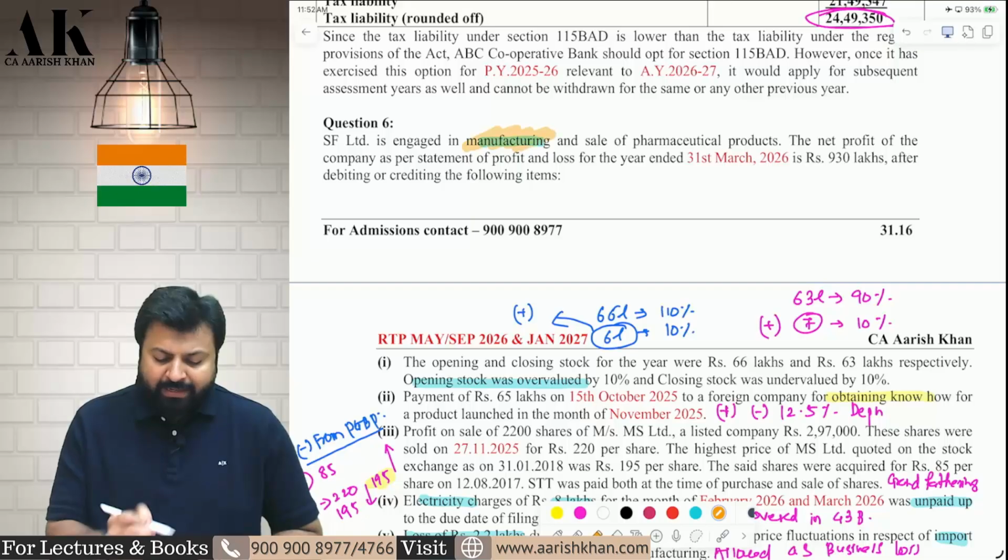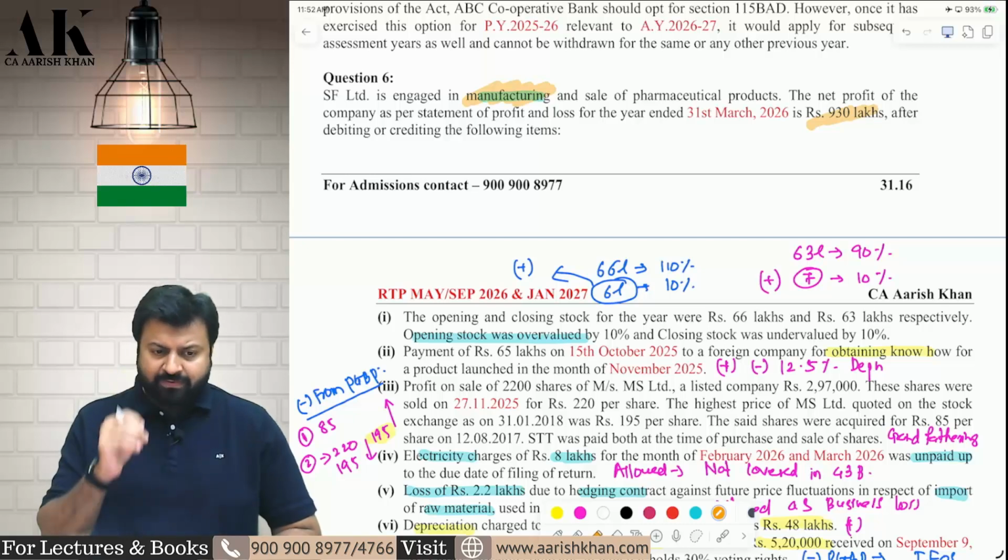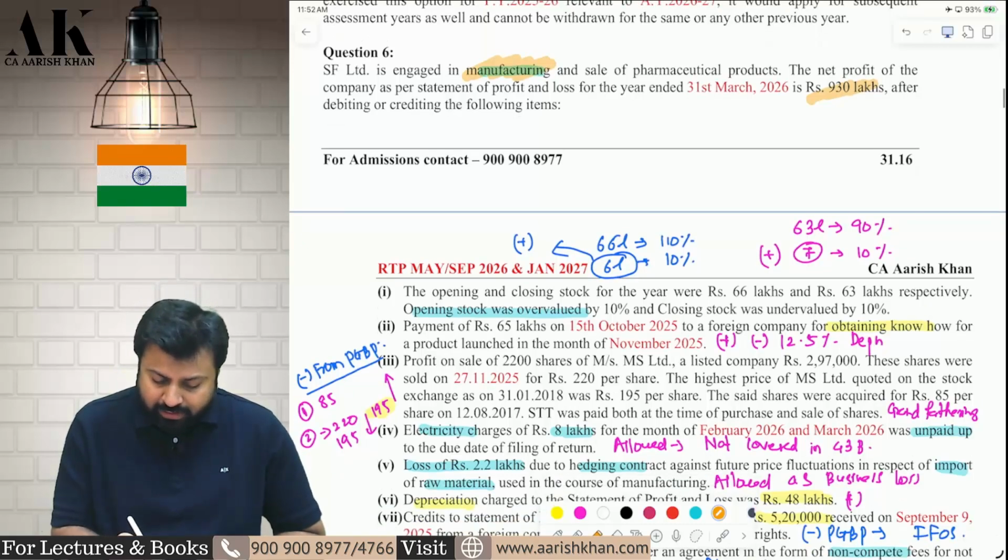SF Limited is a company engaged in manufacturing and sale of pharmaceutical products. So the very first thing is they are a pharma company. Their profit is 930 lakhs after debiting and crediting the following items. Now the very first item over here is the opening stock is overvalued.